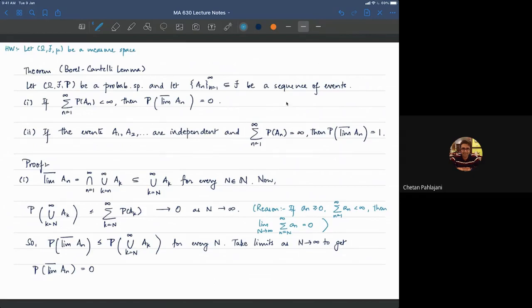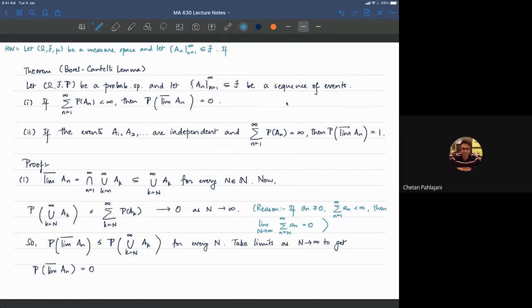All right, and let A_n, n going from 1 to infinity, be a sequence of measurable sets. Again, this is the result I'm writing now in this light blue color. This is an analysis result. It has nothing to do with probability. Then the claim is the following.